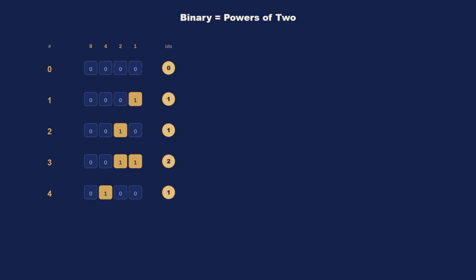The count of on switches, the count of ones, is called the number of set bits. LeetCode wants that count for every number from 0 to n.